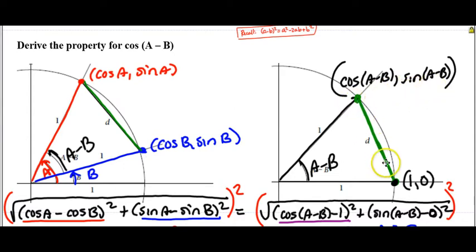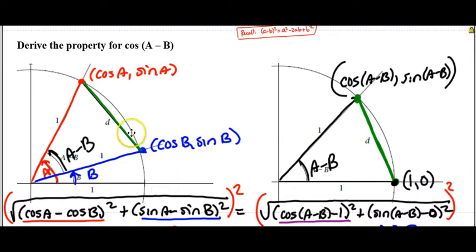So I can also calculate the distance between these points using this radical here. Cosine A minus B minus 1 squared, that's the difference in the two x values squared, plus sine of A minus B minus 0 squared, that's the difference in the two y values squared. And I'm going to then square both sides of this equation to get rid of the radical.